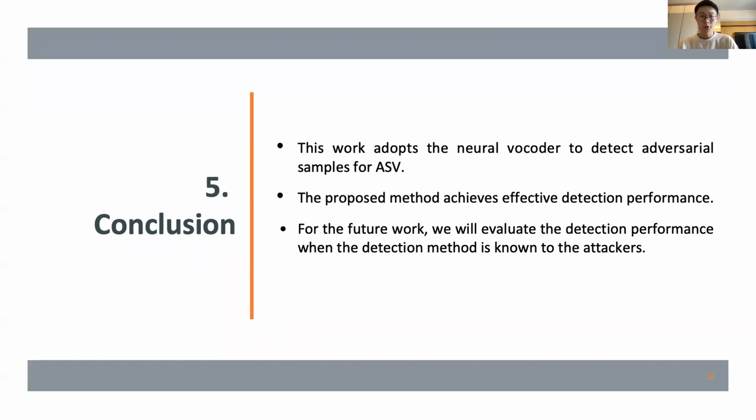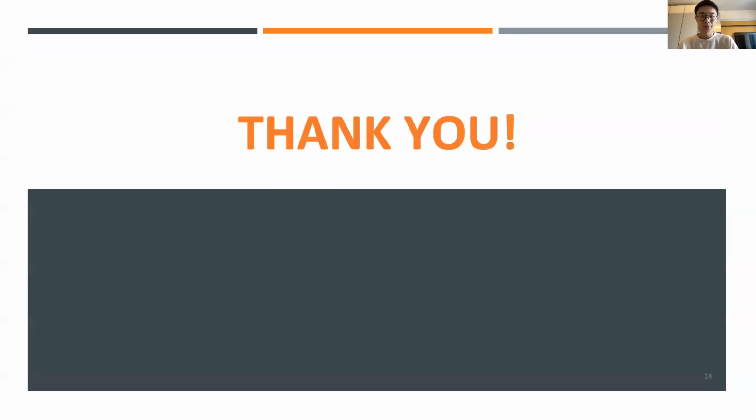Let's see the conclusion. In this paper, we adopt a neural vocoder to detect adversarial samples for ASV. The proposed method achieves effective detection performance. And for the future work, we will evaluate the detection performance when the detection method is known to the attackers. That's all I have. Thanks.